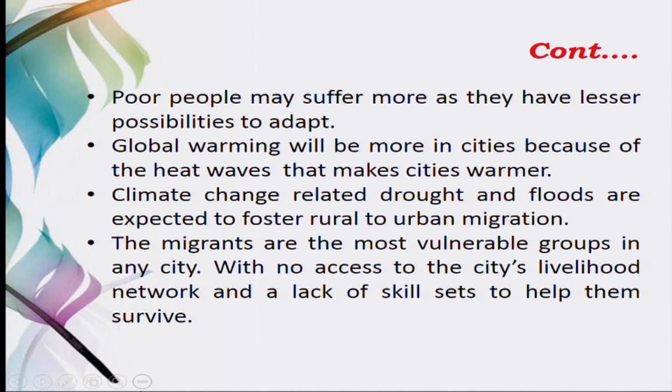Global warming will be more in cities because of the heat waves that make cities very warm, and it is going to cause a lot of problems in the cities and towns. Climate change related drought as well as floods are expected to foster rural to urban migration. The migrants are the most vulnerable groups in any city, with no access to the city's livelihood network and a lack of skill sets to help them survive. Sustainable environment is another one of the main challenges in the future.